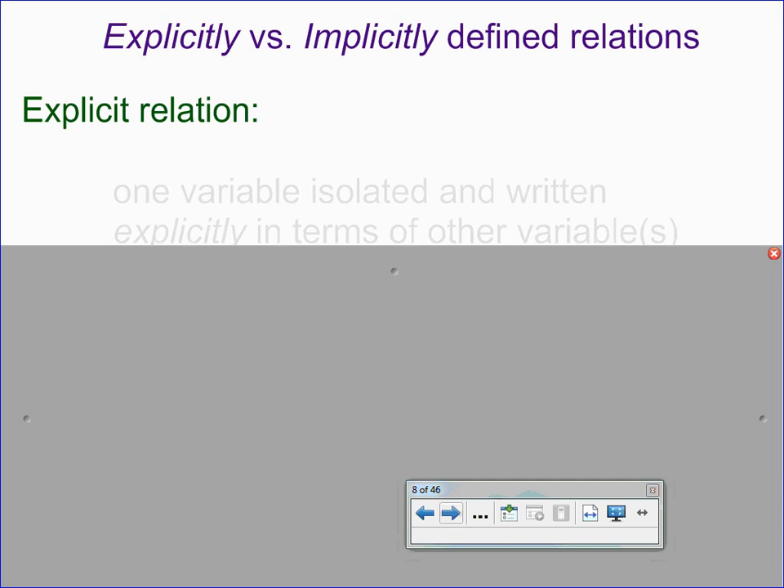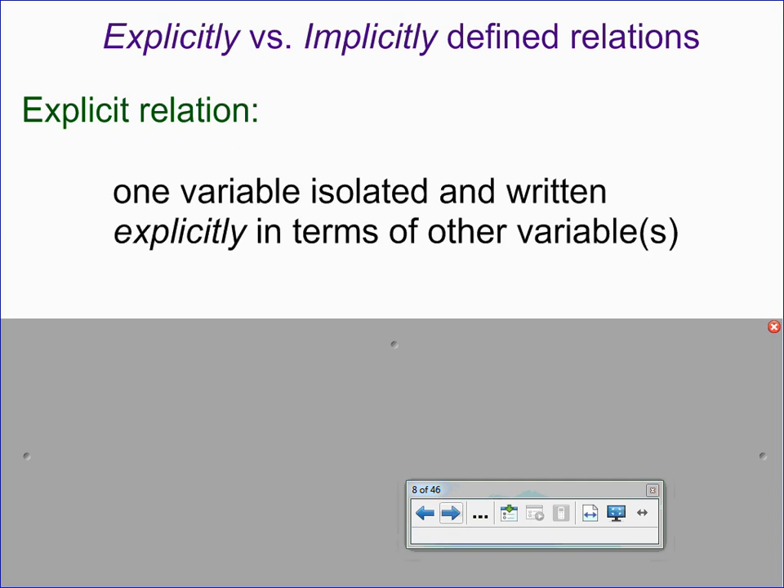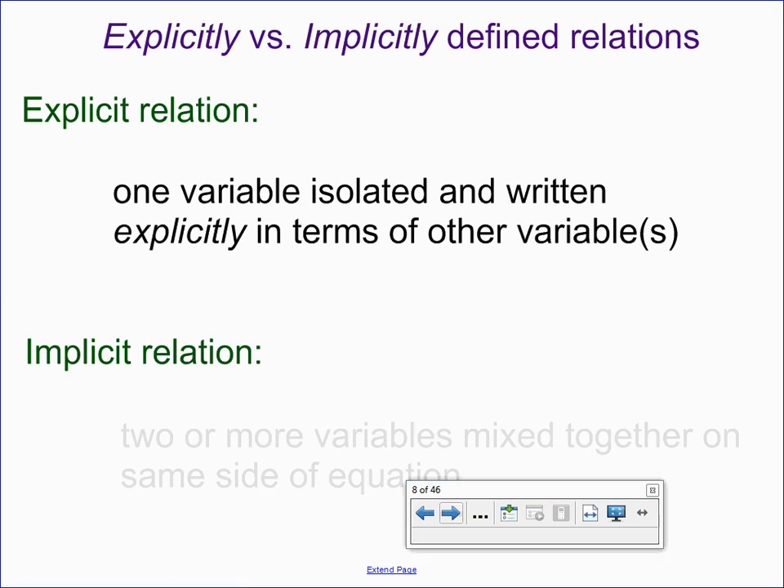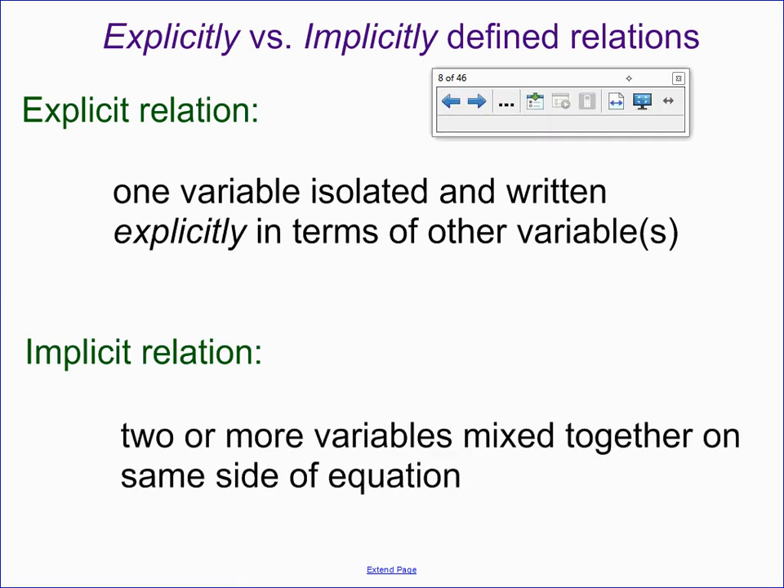And so for your note sheet, in an explicit relation, one variable is isolated and written explicitly in terms of other variables on the other side of the equation, versus an implicit relation, where two or more variables are mixed together on the same side of the equation. That's an implicit relation. In order to be an explicit relation, we have to have one variable solved for, alone on one side of the equal sign, and then written in terms of the others.